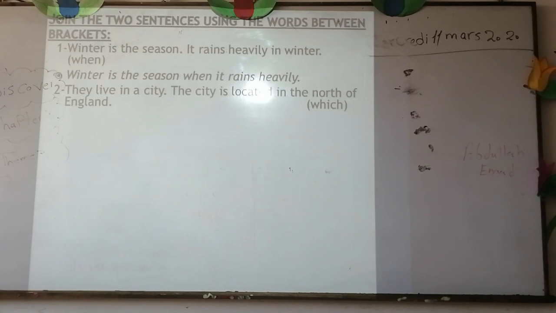They live in a city. The city is located in the north of England. Okay. Here we're going to talk about the city. So they live in a city which is located in the north of England. And we're going to cross that city from the second sentence. It's repeated, okay?